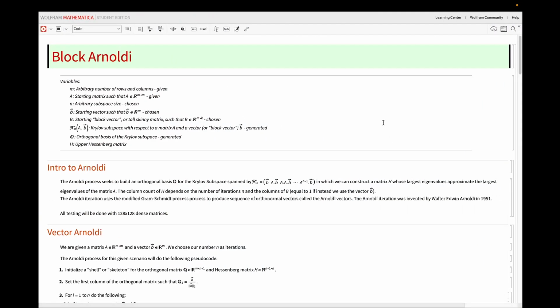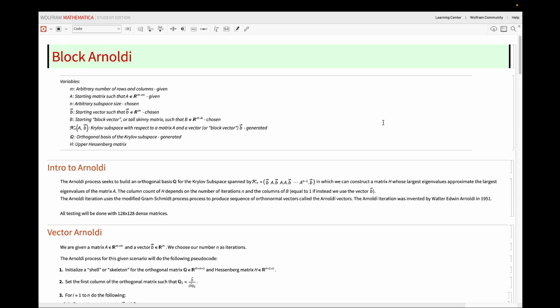Okay, my name is Obidebulaji Dennis, and I have with me Chloe McCarthy. We are going to present a project on the Block Arnoldi. We've divided the work into two parts. I will be talking about the Arnoldi built from a vector, while Chloe will be talking about the Arnoldi iteration built on Block Arnoldi.